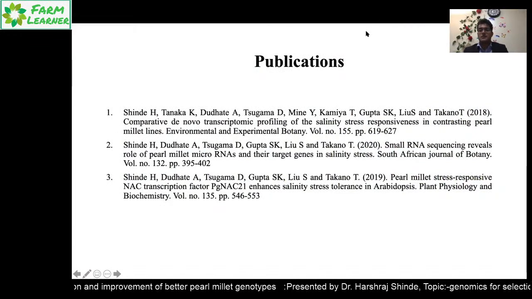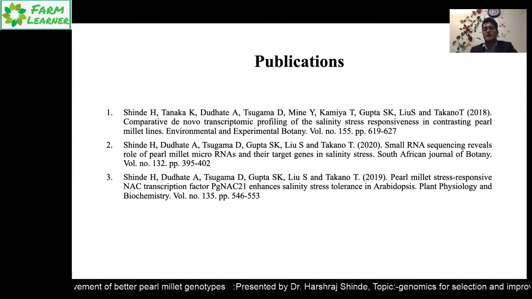So based on all three of our studies, we have published 3 papers. These are the titles of all these 3 papers. First one is on RNA sequencing, second one is on microRNAs, that is small RNA sequencing, and third one is on NAC transcription factor NAC21 studies in pearl millet. Among these papers, the microRNA paper has been published recently, last month.